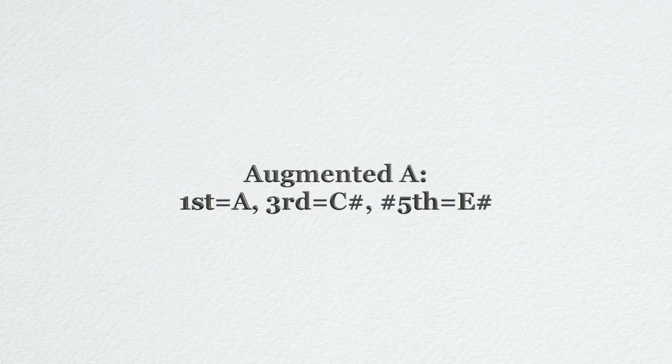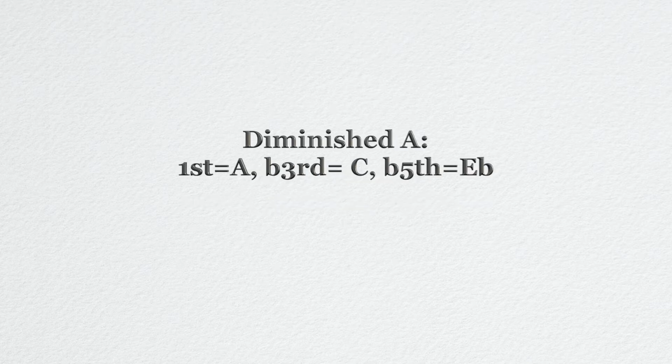Moving on to our augmented A, the chord spelling for that is the first is an A, the third is a C sharp, and the sharp fifth is an E sharp. And finally, our diminished triad chord spelling is the first is an A flat, the third is a C, and the flat fifth is an E flat.